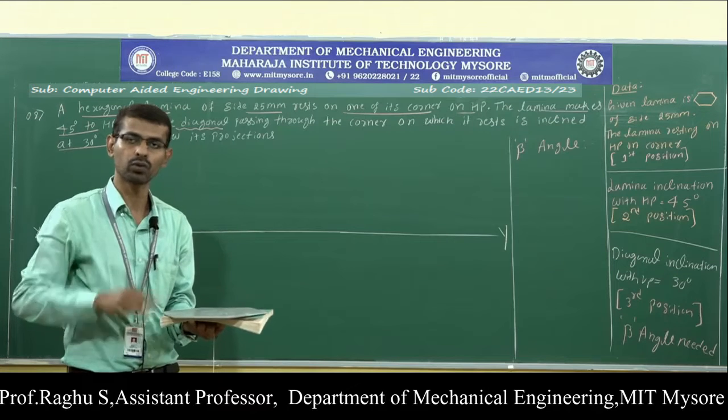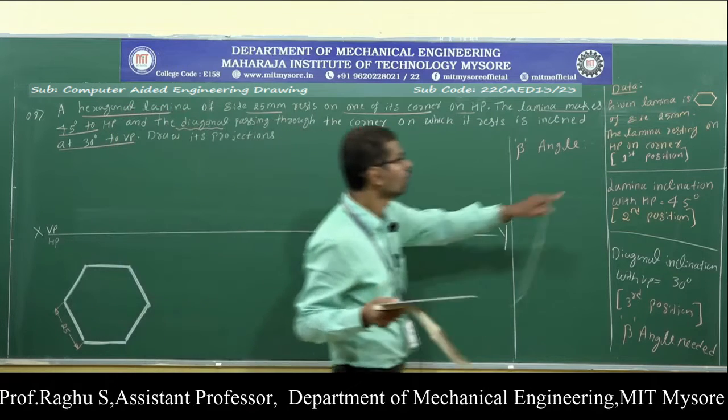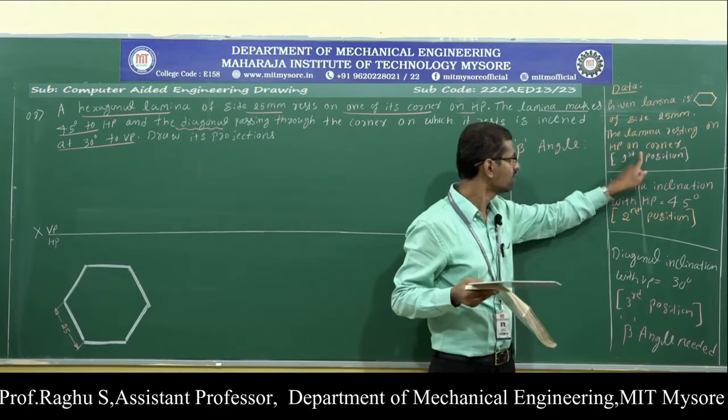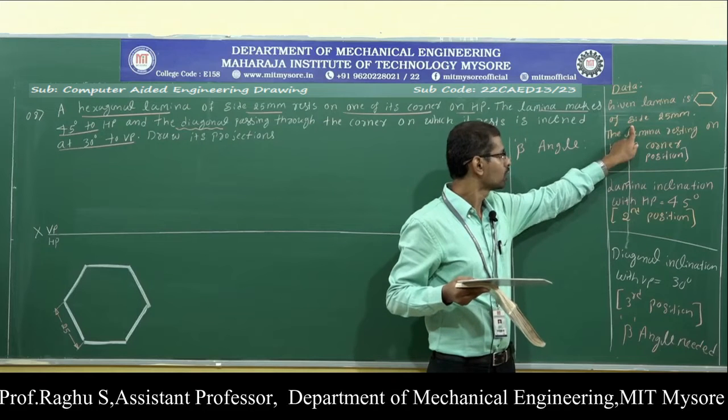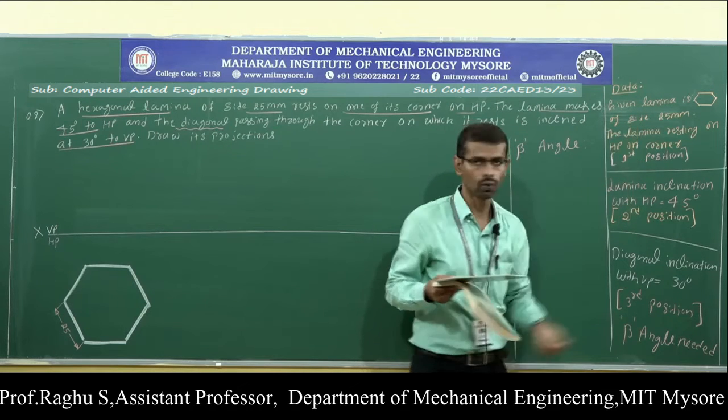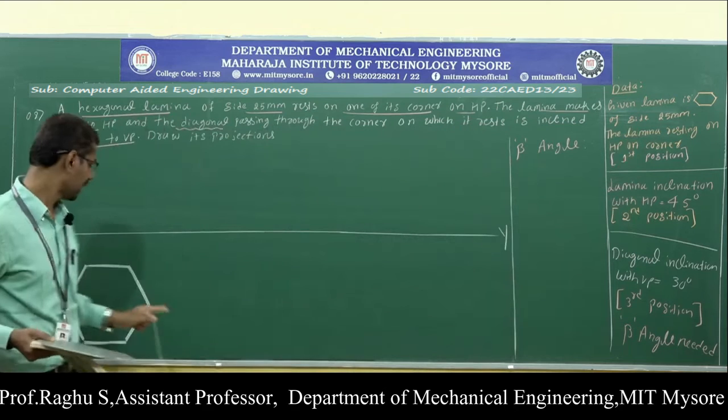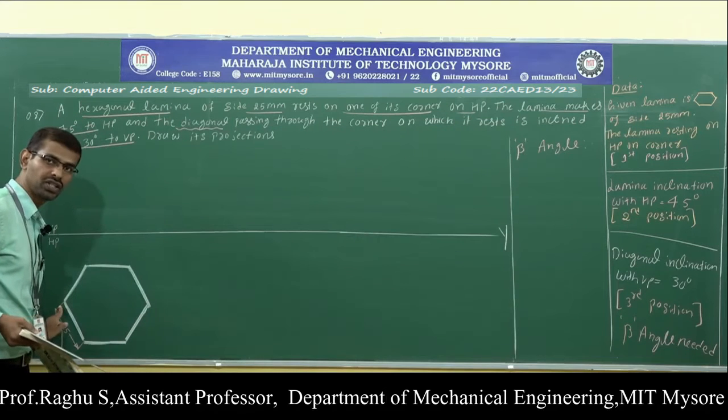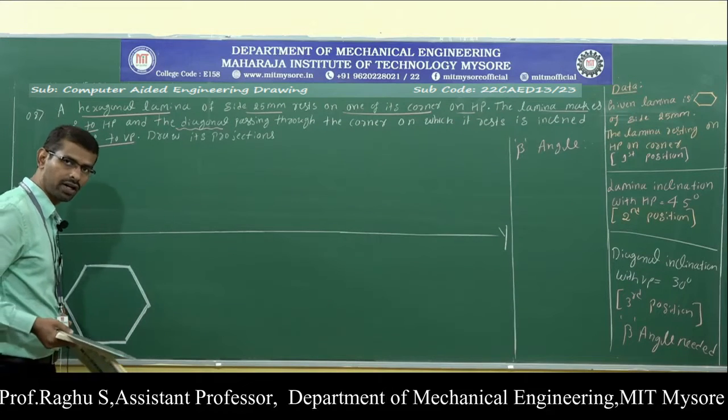Now, draw the top view and front view. This is the first position. To draw the first position, I just need this: the lamina resting on HP with a side of 25 mm. Here I have constructed a hexagonal lamina.